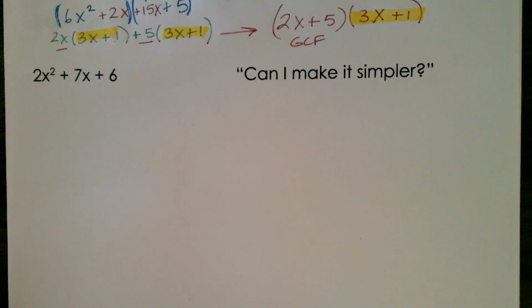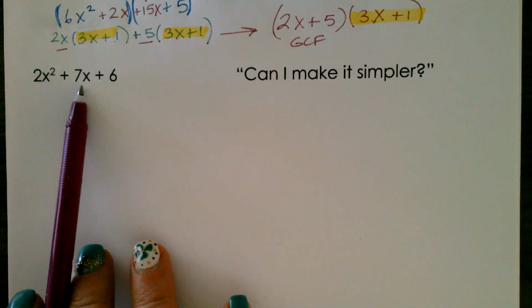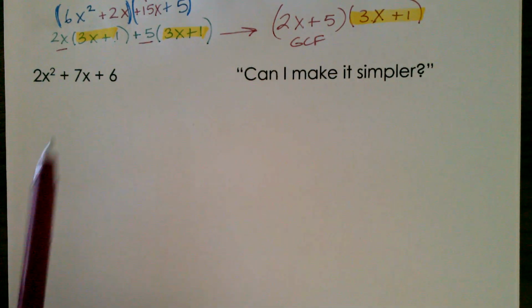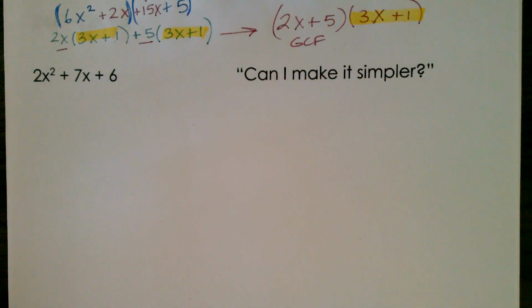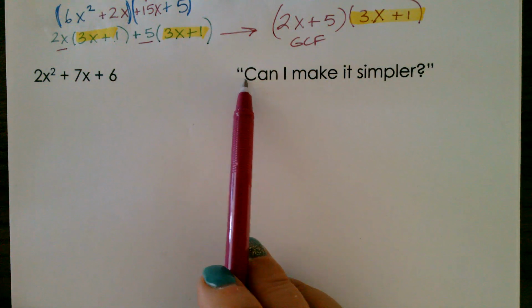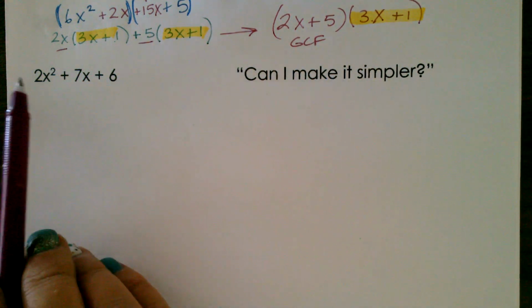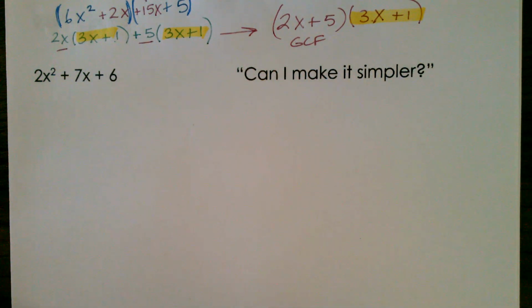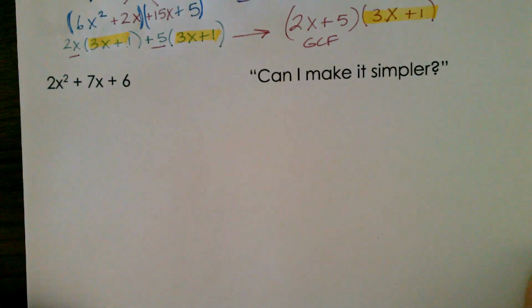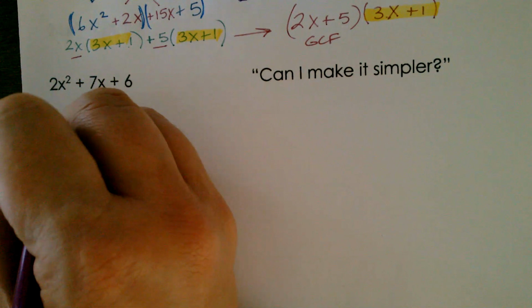This time we're not going to go completely full circle. I'm not going to tell you where to start. I don't know the factors. I don't know what was multiplied to make that trinomial. Again, can I make it simpler? Is there a greatest common factor for those three terms? No, rats. That means we're going to dive right into the table.